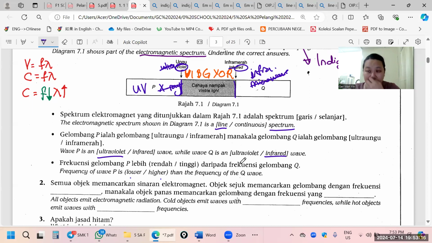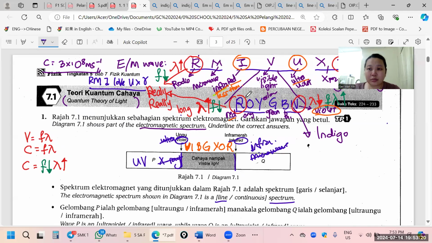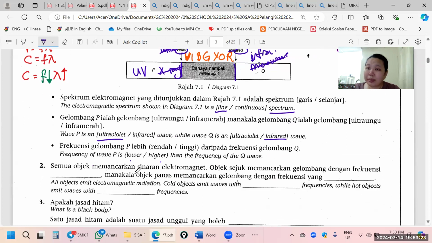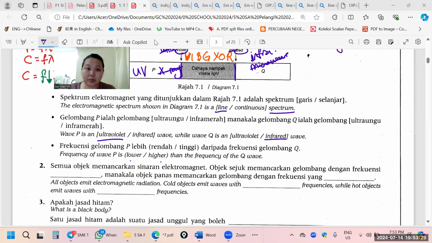Lower or higher than Q? According to the spectrum here, everyone please answer. Thank you, Bethany. According to the spectrum I just told you, which one has higher frequency?